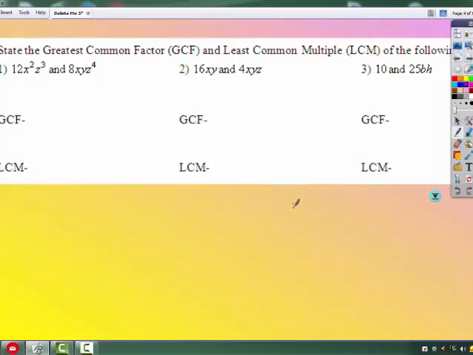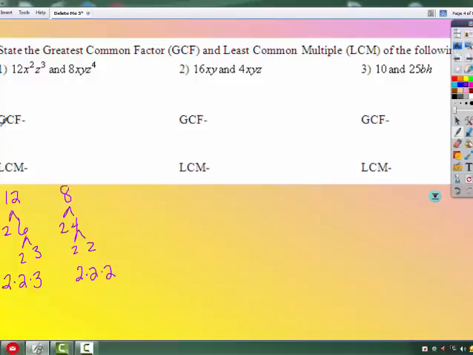Now let's look at how we can use that to find GCF, or greatest common factor, and LCM, or least common multiple, of these two terms. One thing you can do is make a factor tree for any of these numbers. So I'm going to make one for 12, and one for 8. For 12, we have 2 times 2 times 3. For 8, we have 2 times 2 times 2.